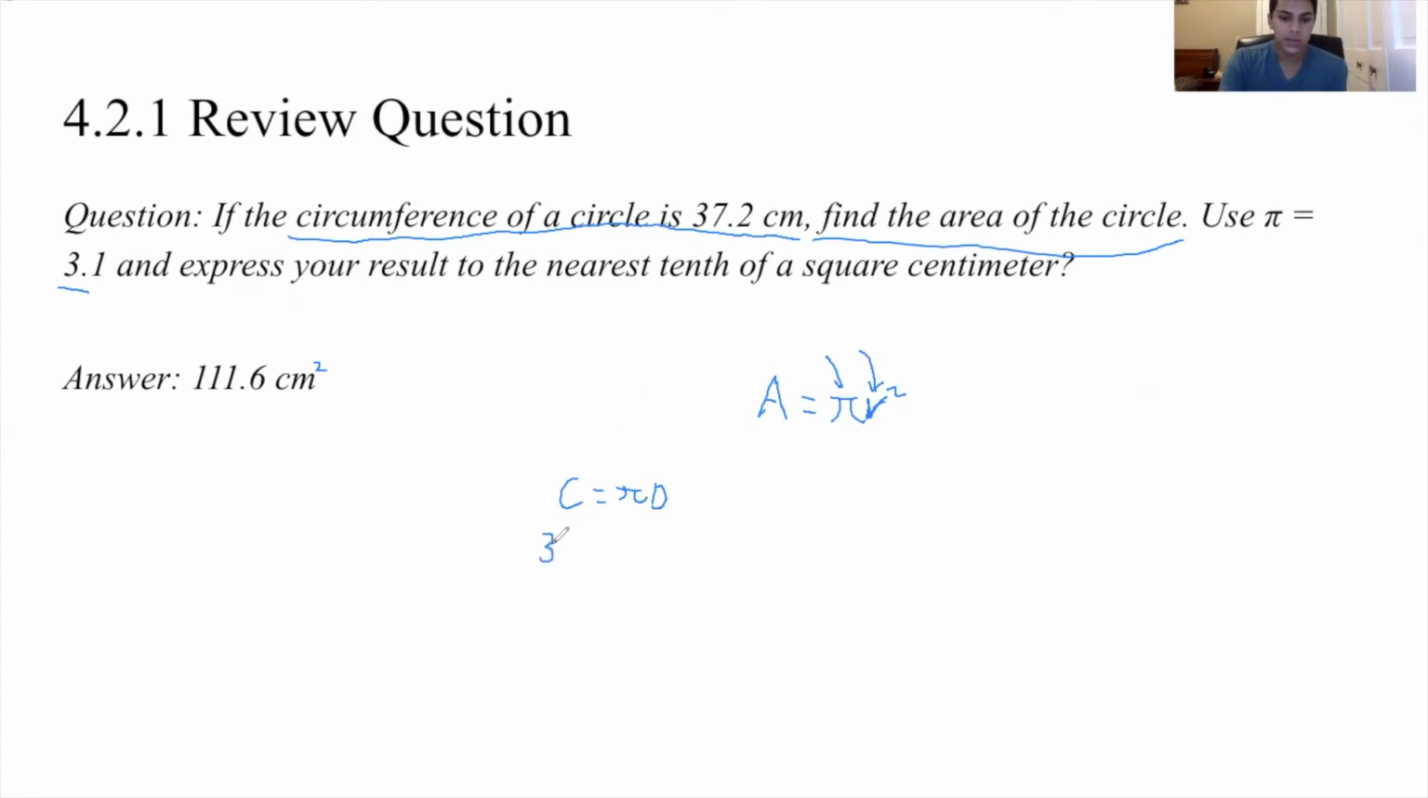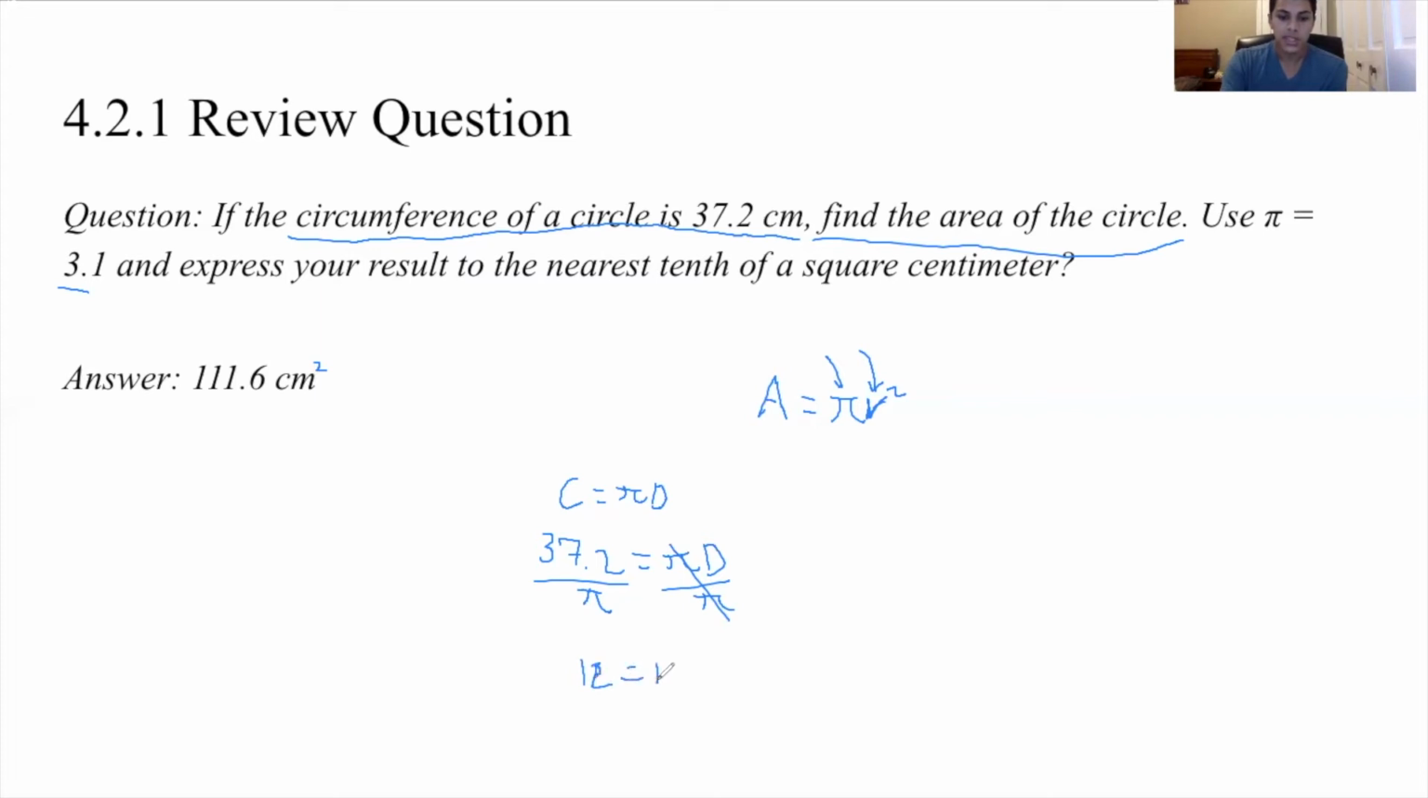So our circumference is 37.2 centimeters, and that's going to be equal to pi times d. So now if we divide both sides by pi, right, because you're multiplying d by pi to get 37.2. So if you divide that by pi, these cancel, and so 37.2 divided by pi is equal to 12. So 12 is going to be our diameter.